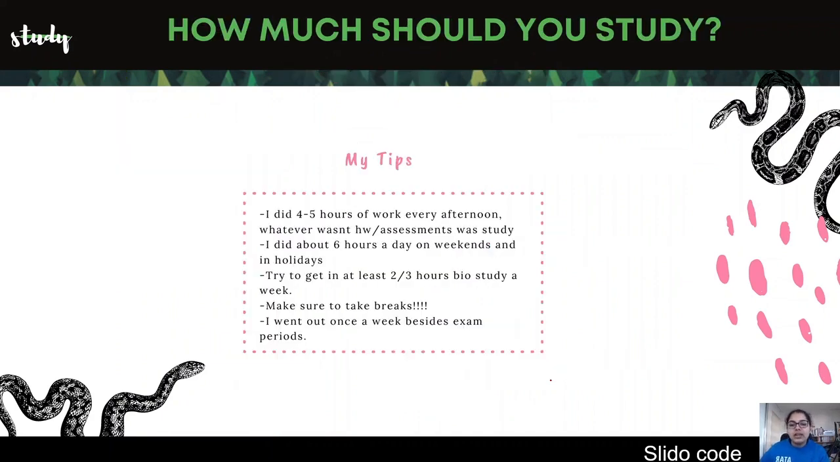Yeah, now some tips. I generally did 4 to 5 hours, sometimes 3, depending on the days and the time. Sometimes I had to stay back after school to help out at events. So I did 4 to 5 hours of study generally every afternoon, and sometimes more if there was an assignment due. On weekends, try and get 5 to 6 hours done, but you can definitely take time off if you need it.